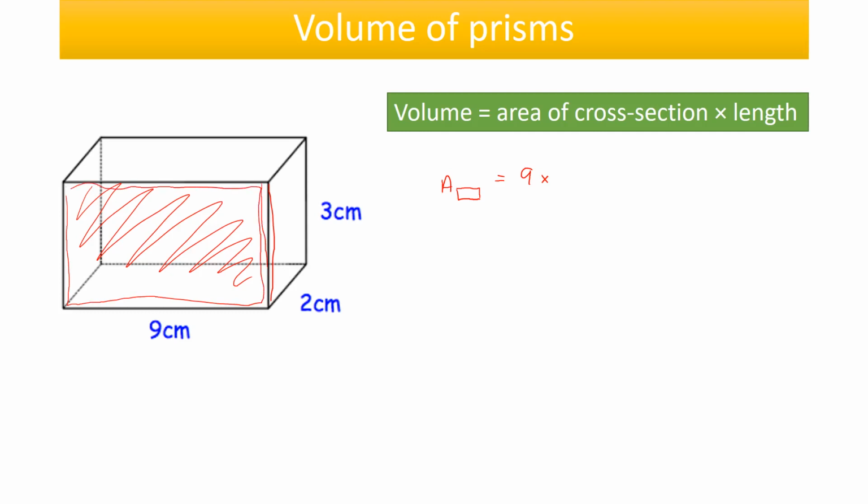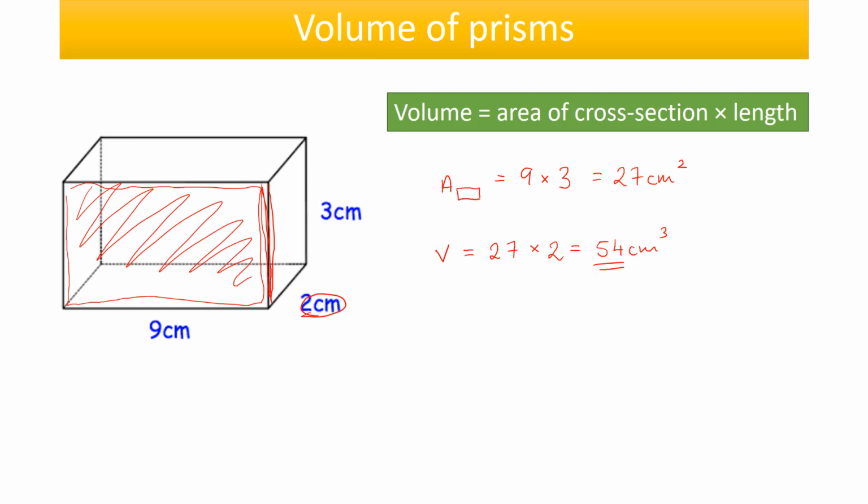So this length here is actually 3, so I need to times it by 3, and 9 times 3 is 27, and that's centimeters squared because that's the area of the cross-section. Now to find the volume of the whole cuboid, I need to multiply this area by the length, and this is the length of the cuboid, so I times it by 2, and that is 54 centimeters cubed.